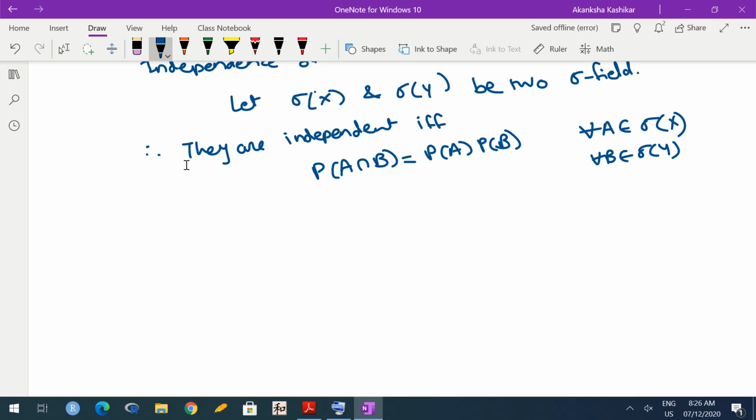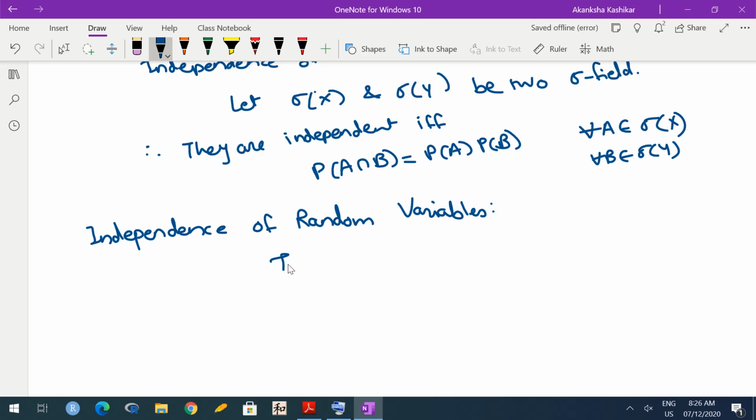For infinitely many sigma fields, what would we say? If I have countably many sigma fields, say sigma 1, sigma 2 and so on, we will say that this collection of countably many sigma fields is a collection of independent sigma fields if and only if every finite subcollection is independent. And now we come to the main definition, independence of random variables. Now that we have already defined independence of sigma fields, we are going to use that.